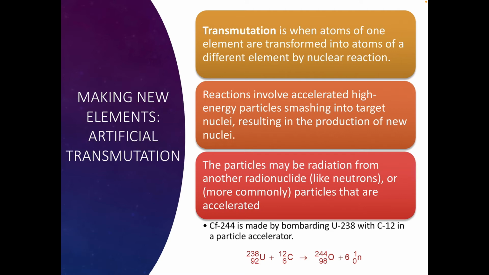Now we're going to look at artificial transmutation, when scientists in a lab are causing new elements to be produced. The way that we do this is we take our elements and we accelerate them. We make them have a ton of energy and go at really high speeds. And when they have a lot of energy and are at really high speeds, we slam them into each other. Sometimes we can produce new, heavier nuclei. The particles can be radiation from a radionuclide, like neutrons or protons, but more commonly, these are just particles that we are accelerating and then slamming into each other in order to make a larger nucleus.